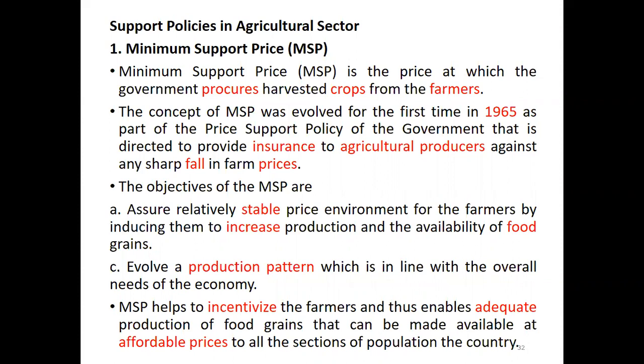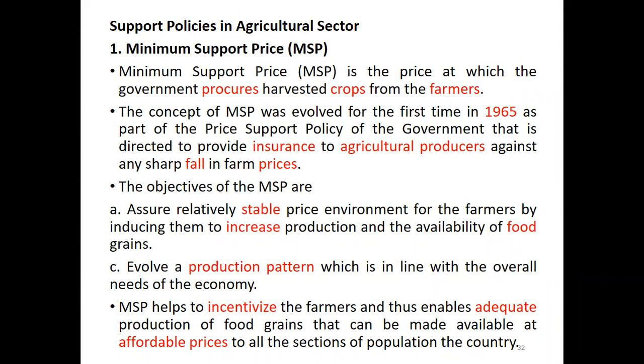The concept of MSP evolved for the first time in 1965 as a part of the price support policy of the government, directed to provide insurance, that is, a guarantee, to agricultural producers against a sharp fall in farm prices. Due to the fluctuations, farmers' income is not regular. That's why, to get a guarantee of prices, the government took these initiatives in the 1960s, in 65.